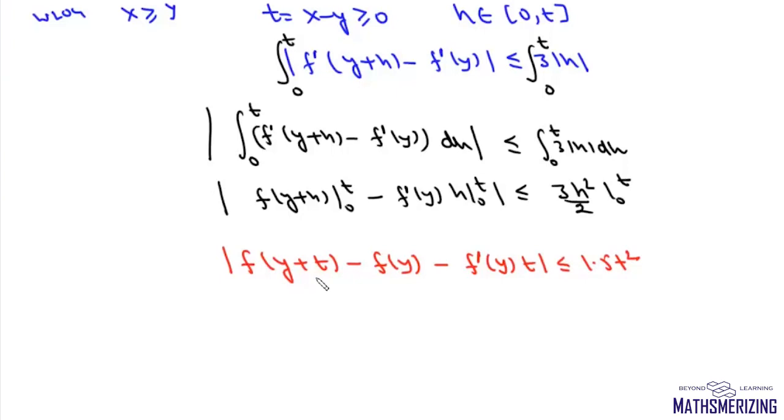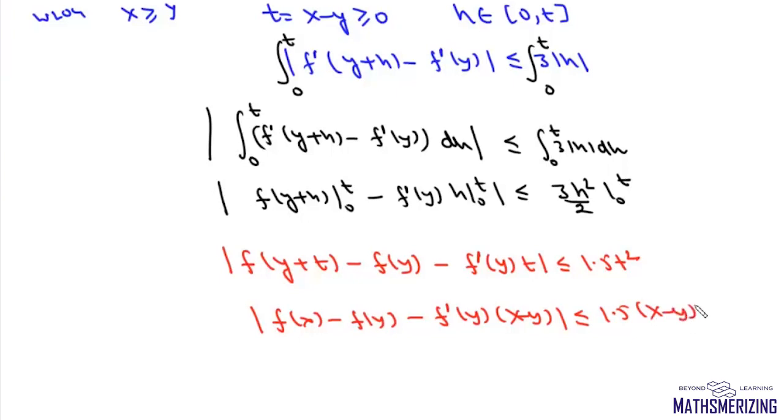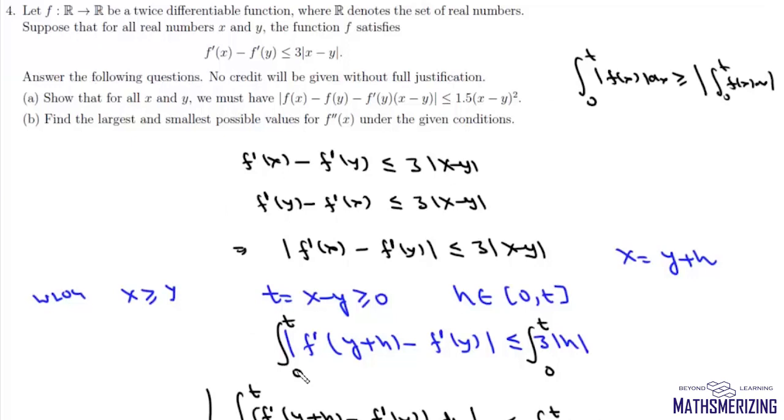Now, t is x minus y. If we put x minus y, it will be mod of f(x) minus f(y) minus f'(y) into (x minus y), which is less than or equal to 1.5 (x minus y) squared, and this is what we need to prove.